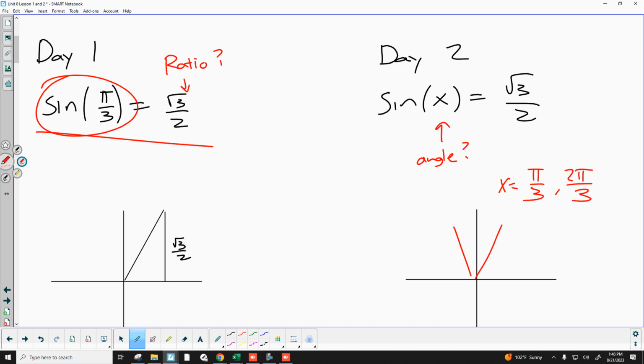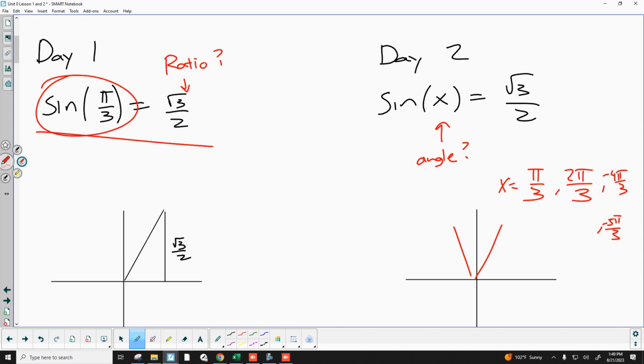There could actually be more than two angles. If I wanted to, I could go around in the other direction and find out that negative 4 pi over 3 is a possible solution. Negative 5 pi over 3 is a possible solution. This is like going around the opposite way, arriving at the same location. But if I asked you what is the sine of negative 4 pi over 3, you would say it's positive root 3 over 2.